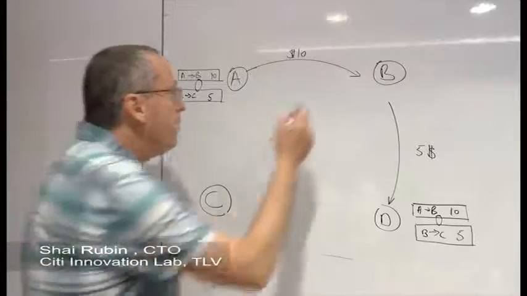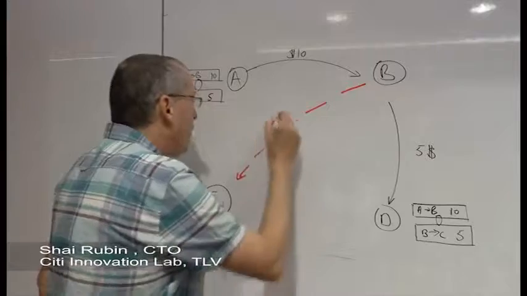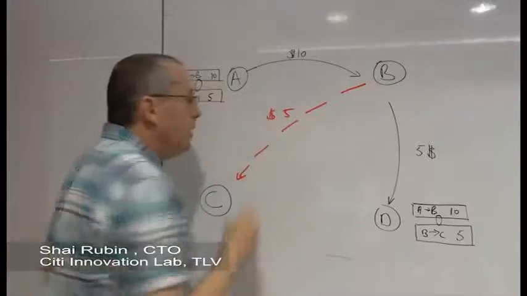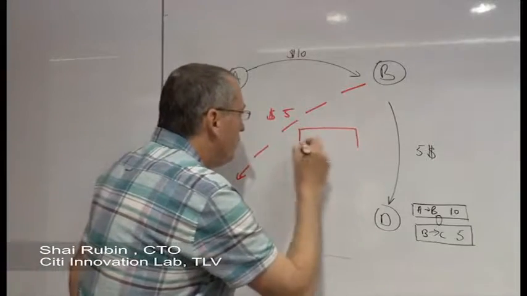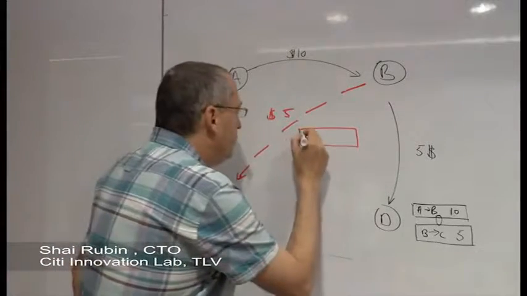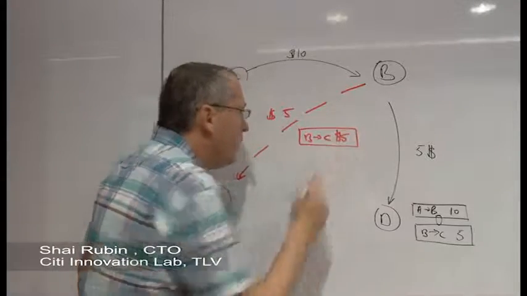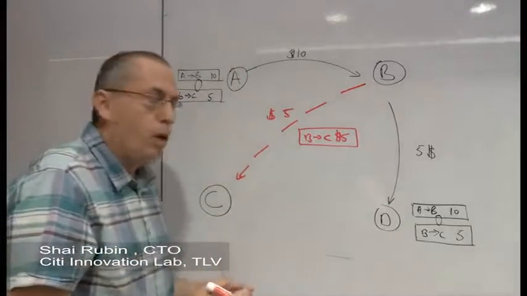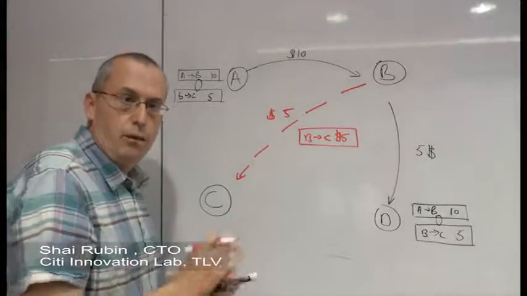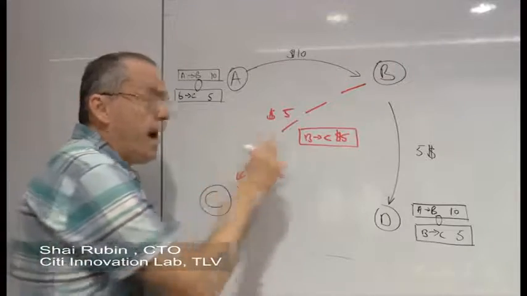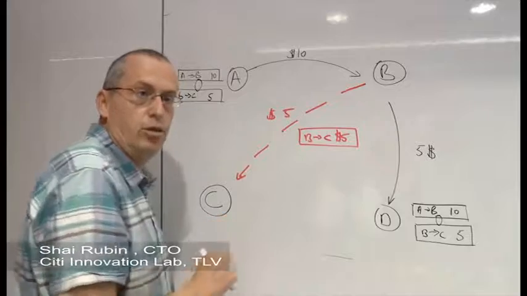Let's say that B wants to move to C $5. What is B going to do? B is going to publish and broadcast this intended transaction to the network. Everyone in the network will see immediately that B wants to move $5 to C. This is an unvalidated transaction. It is not getting yet into the ledger.